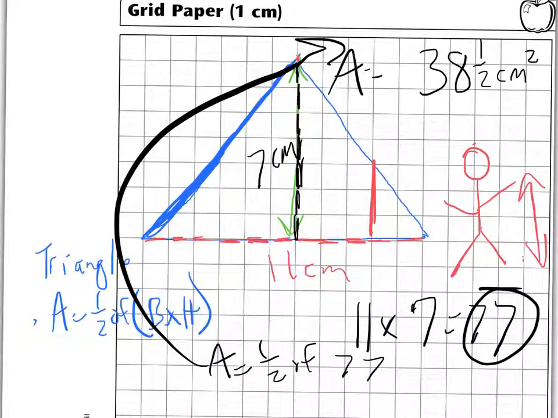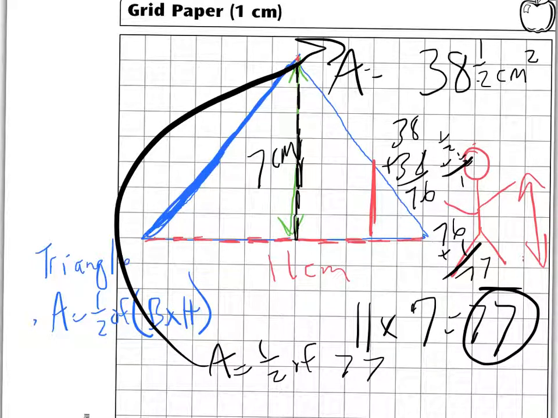If I double 38.5, that'll give me 38 plus 38 equals 76. And I have a half plus a half would equal 1. 76 plus 1 would equal 77. Okay, it'd be a little bit easier if I gave you an even number where you didn't have a half. But this shows you that the area of a triangle is half of the base times the height.